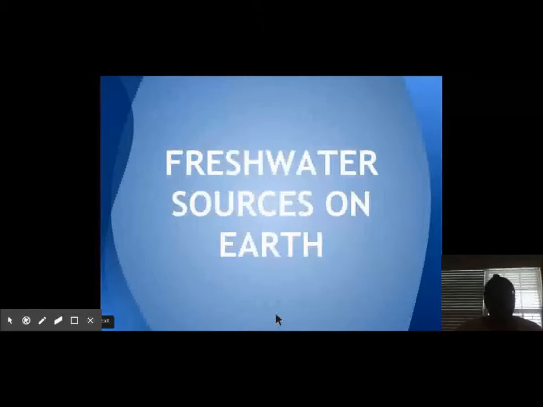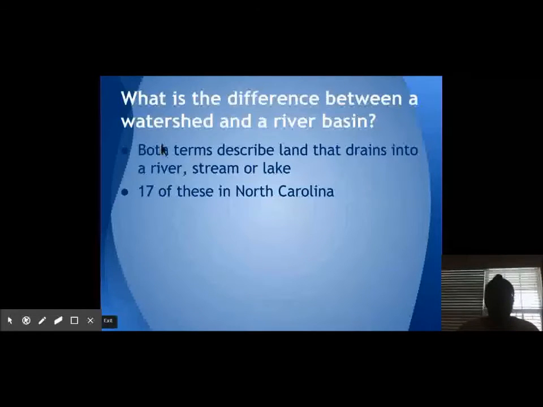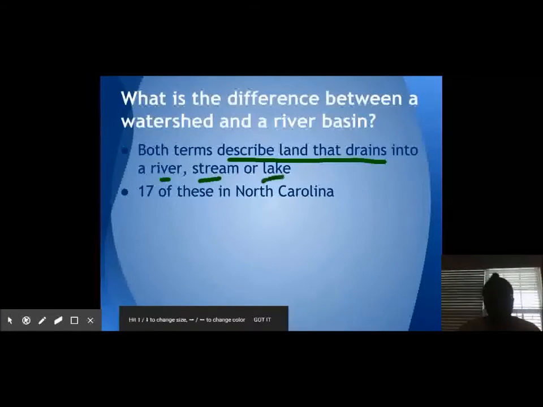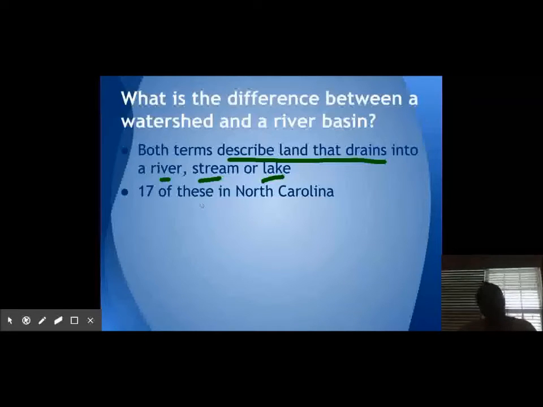so our freshwater sources here on Earth. Let's take a look at the freshwater sources. So the difference between a watershed and a river basin. Both terms describe land that drains into a river, stream, or lake. Think of the water that comes tumbling down and hits the ground, and then the water is going to be moving towards something, either a river, stream, or a lake. It's moving somewhere. Okay. So that's a watershed or a river basin.